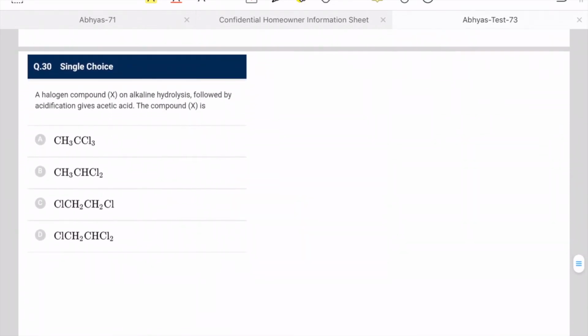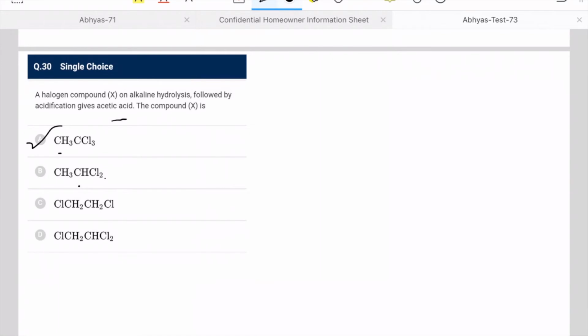Question number 30. A halogen compound X on alkaline hydrolysis followed by acidification gives acetic acid. The compound X is? So normally on observing, CH3CCl3 will be on hydrolysis forming acetic acid. Next, CH3CHCl2 will be forming acetaldehyde. So this will be the correct option.